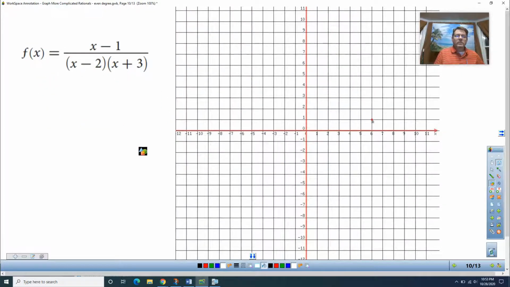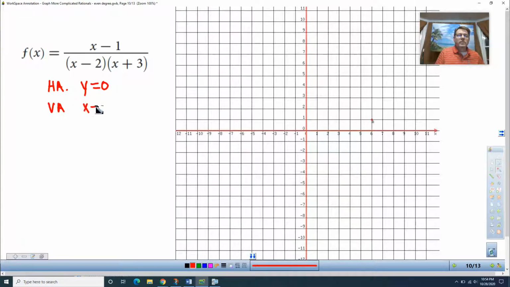Same idea. And so let's put in, let me write down the asymptotes before we go any further. So again, our degree on the bottom is 2, degree on the top is 1, so the degree on the bottom is bigger. So the horizontal asymptote is going to be y equals 0. Okay, and then our vertical asymptote is going to be x equals 2 and x equals negative 3, because there's two of those that could cause that to happen.